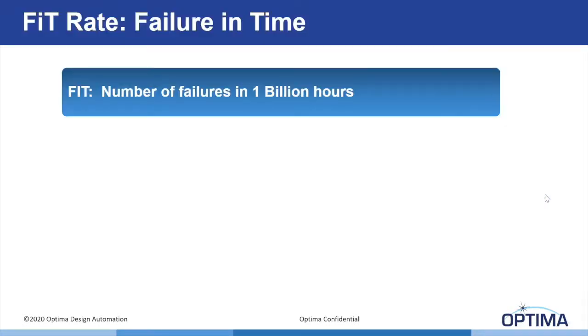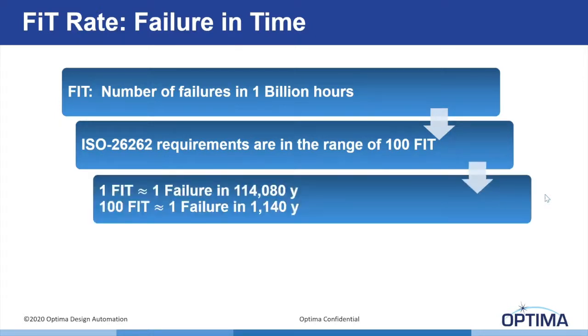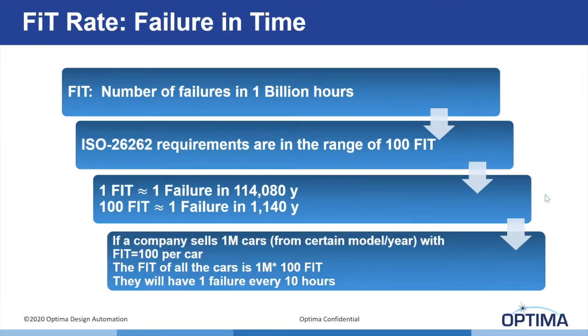So before getting into details of software error and its analysis, let's understand what the FIT rate is. FIT rate is nothing but failures in time, that is the number of failures in 1 billion hours. ISO 26262 requires that the FIT rate will be on the order of 100. One FIT means one failure in 114,000 years. 100 FIT means one failure in 1,000 years.